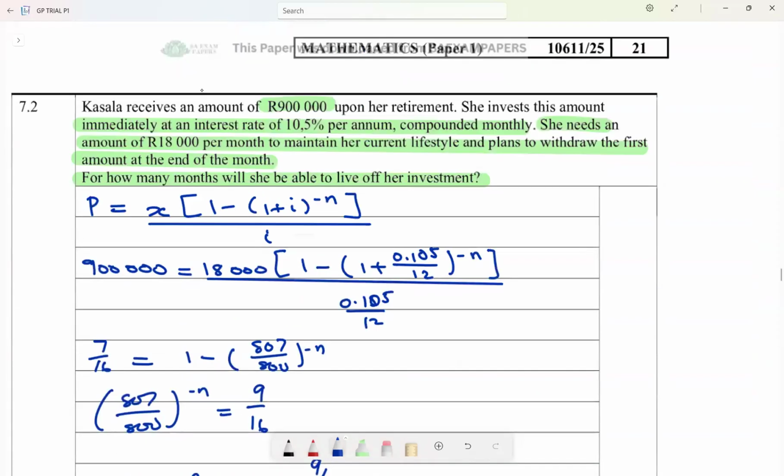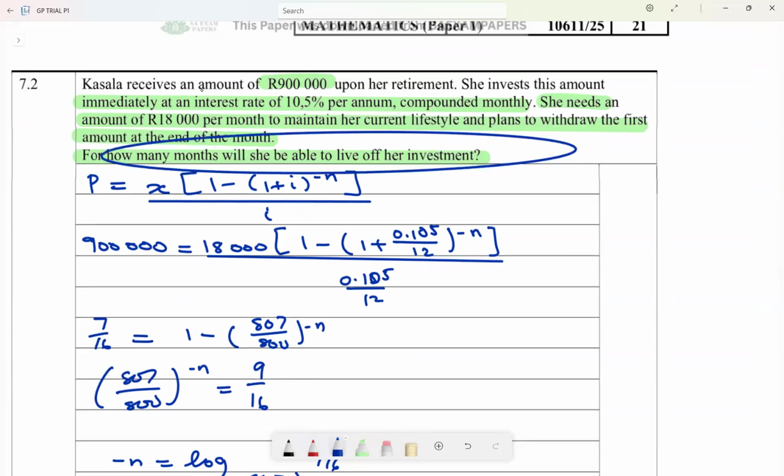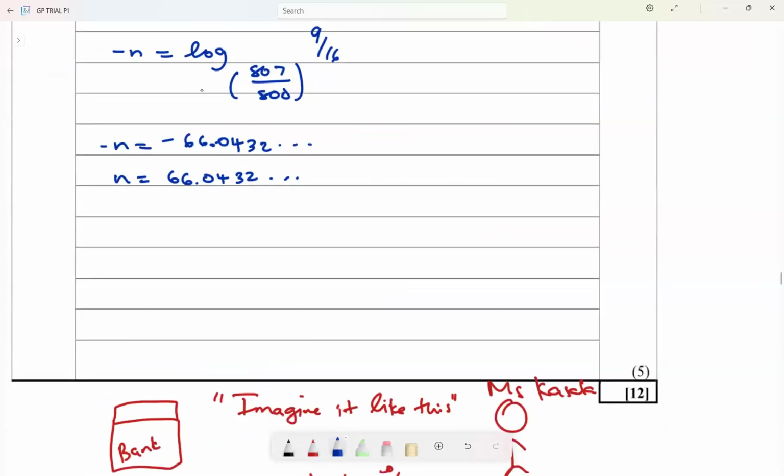But now, let's read the question. The question says, for how many months will she be able to live off her investment? So, remember, this particular person is trying to maintain his lifestyle. So, of 18,000. So, it means now, this particular person is going to have 66 monthly payments of the full 18,000.